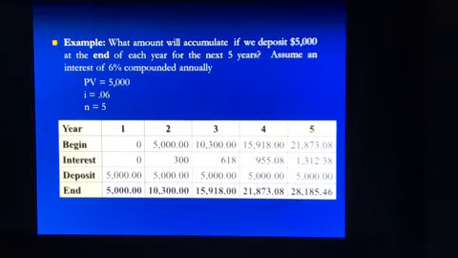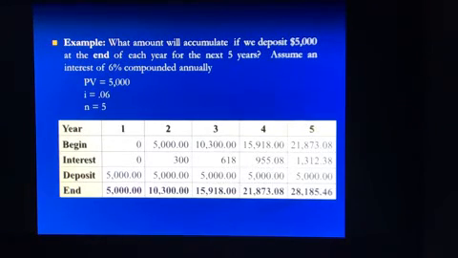Now, if you are asked the question, what amount will accumulate if we deposit $5,000 at the end of each year for the next 5 years, assuming an interest of 6% compounded annually. This is the question given to you. So what we will do, we will make a table from year 1, 2, 3, 4 and 5. At the start of the first year no payment is made, so no interest will be earned. At the end of the year 5,000 is deposited.